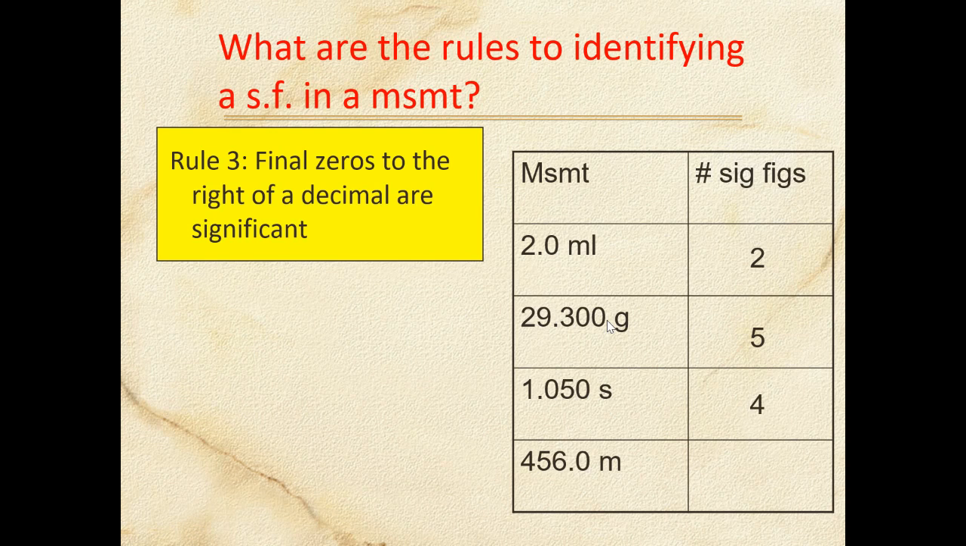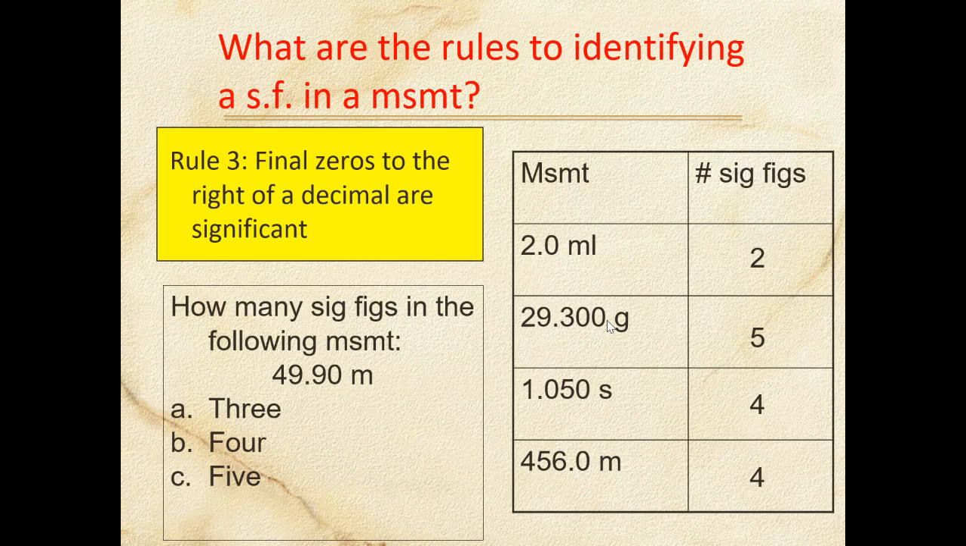The next one has 4. The 1, the 0, the 5, and the 0 are all significant. Again, the 0 sandwiched between the 1 and the 5 is automatically significant because of rule number 2. And this one at the end, the 0 at the end, is significant because of rule number 3. The last one is also 4, and again, it's because the final 0 is a significant figure based on rule number 3.